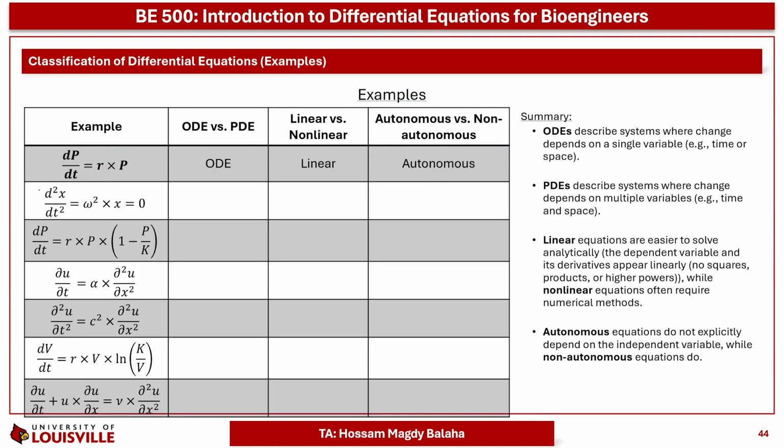The second example: d squared x by dt squared, the second order, equals omega squared multiplied by x.